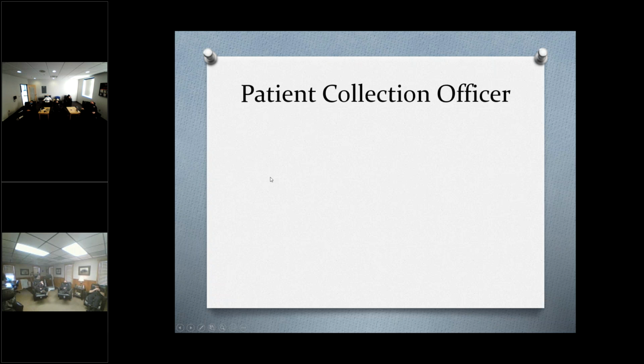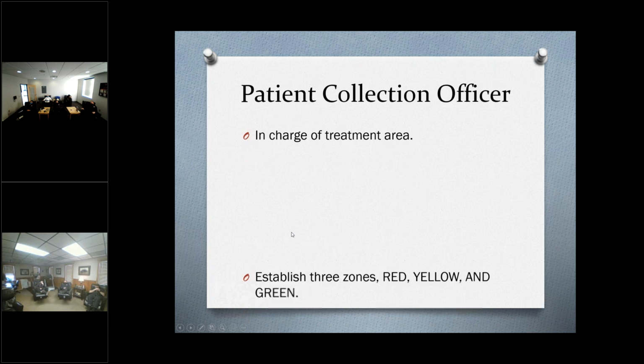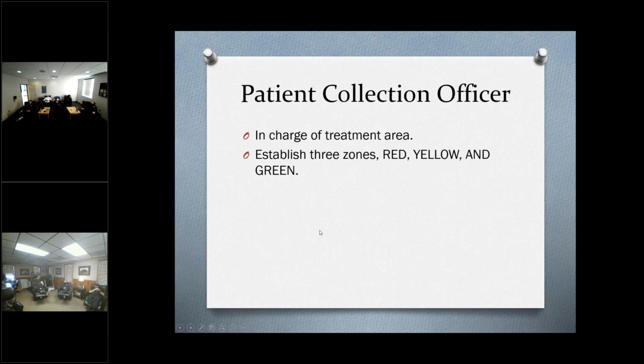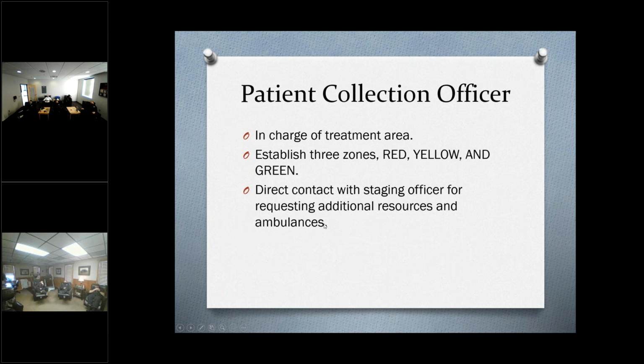The patient collection officer and/or treatment officer is going to be in charge of that specific treatment area. Depending on how big your mass casualty incident is and how many resources you have, you may have multiple treatment officers. Remember, our span of control, as determined by NIMS, should be between 3 to 7, ideally 5. So if we have a lot of resources and a lot of patients, I may have a green treatment officer, a yellow treatment officer, and a red treatment officer.